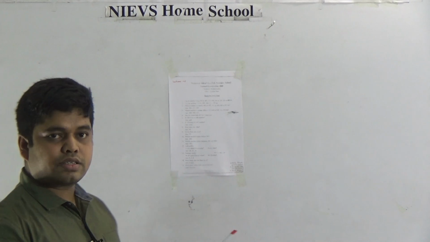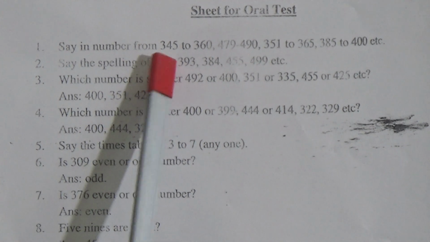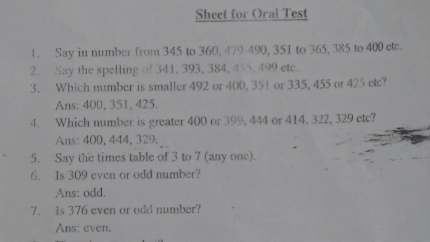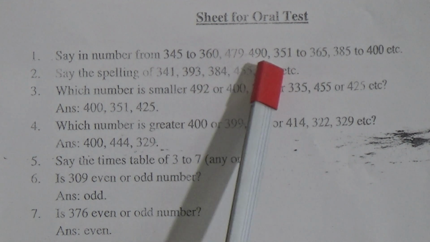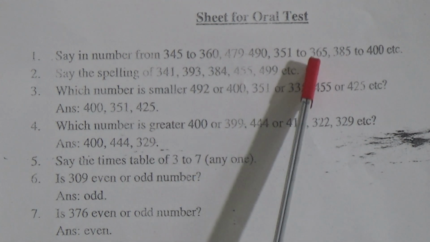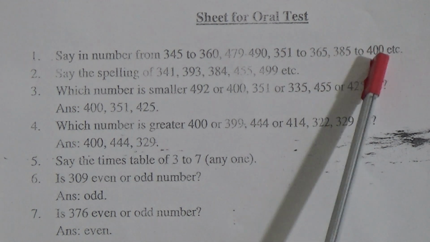Dear students, the oral sheet has already been provided to you. So today I will take you through the oral sheet. The first question is, say the numbers from 345 to 360, 479 to 490, 351 to 365 and 385 to 400.